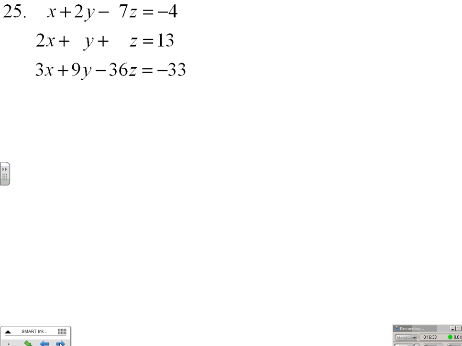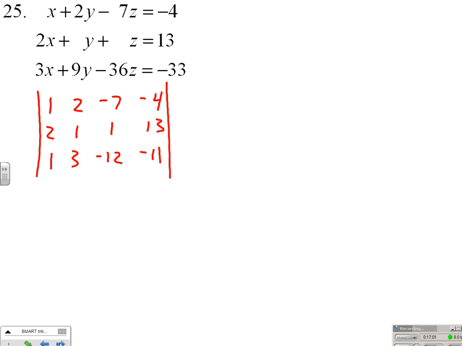Okay, in this example, I do note I've got a 1 in my very first position, so I'm going to, no doubt about it, use that first equation first. I've got a 1, a 2, a -7, a -4. Second equation, 2, 1, 1, 13. But the third equation, I'm going to make my computation easier if I notice that that reduces by 3. So I get a 1, a 3, a -12, and a -11. And I'm good to go. And I need to start writing a little bit smaller. We're going to take a little more room on this problem.